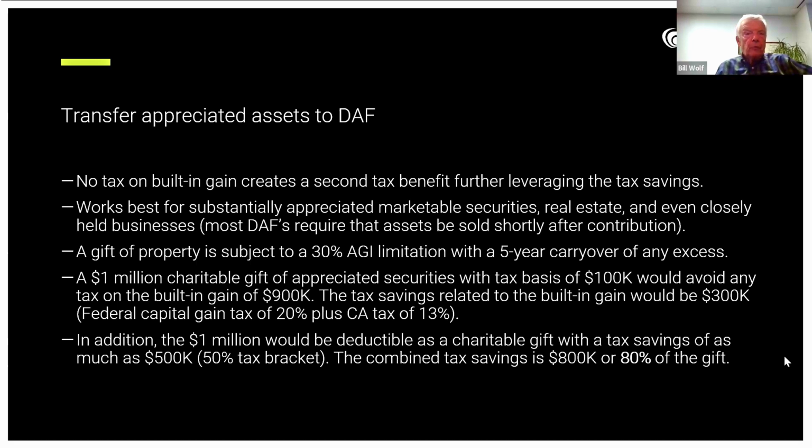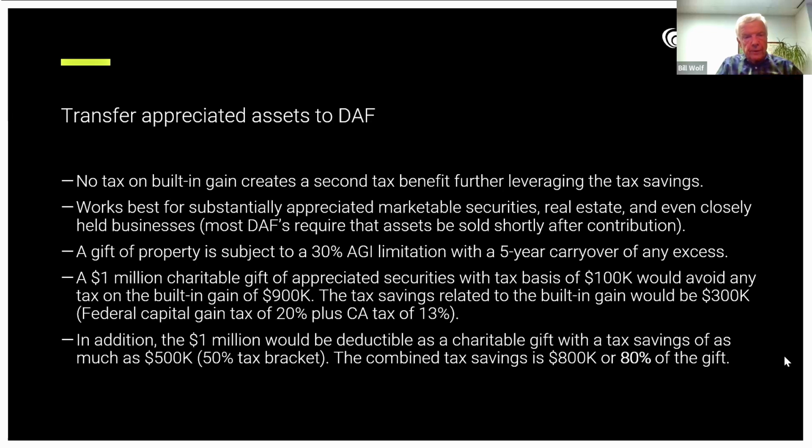So avoiding the capital gains tax could end up being significant. I use the fourth bullet here. I've got a $1 million charitable gift of appreciated assets with a tax basis of $100,000. So there's a built-in capital gain of $900,000, very substantially appreciated. Avoiding the capital gains tax on that $900,000 is probably at a 33%, if not slightly higher, tax rate. I've got federal of 20% plus California of 13%.